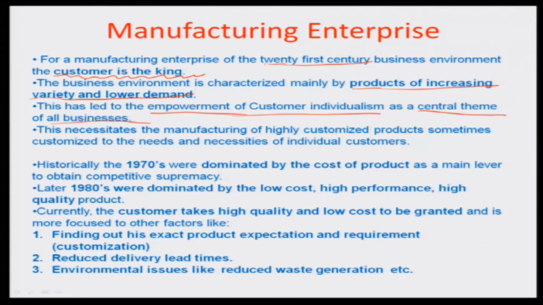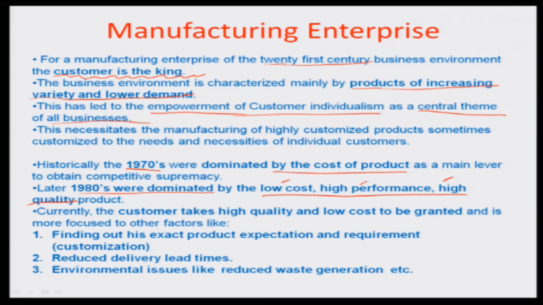Okay, so if you look at the history of how the organizations grew, the 70s probably were dominated mainly by the cost of the product, and the lower the cost, the better was the sellability. Then came the mid 80s or so, where the domination was not only on the cost but also on the high performance and the high quality of the product, and so people really wanted the very best at the lowest price. Currently the concept has altogether changed.